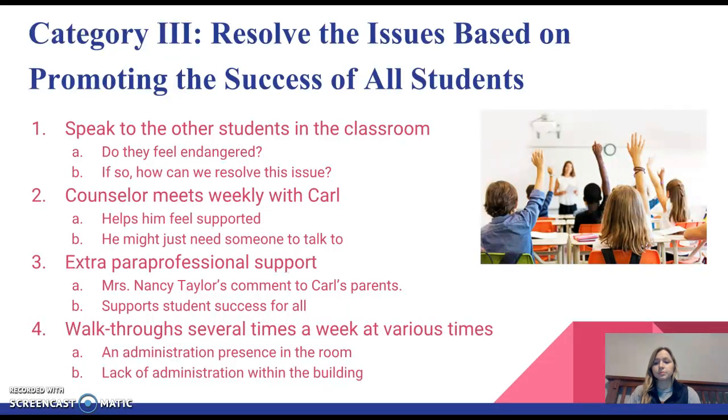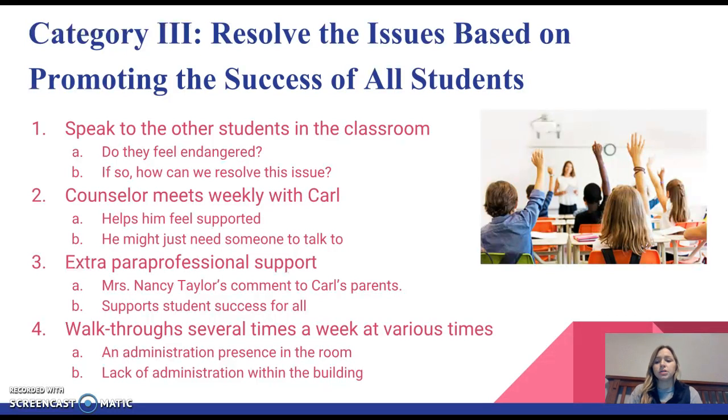Number 2, I would like the counselor to meet weekly with Carl at least. If he feels like he likes talking to the counselor and wants to talk to him or her more than once a week, that's something that can be accommodated for him. That would also take him out of the classroom a little bit to give Mrs. Taylor a break and the other students in class a break. But this would just help him feel more supported and would just give him somebody to talk to. Like I said, his parents don't seem to be around much, and maybe he just doesn't feel like he has very many friends at school, so maybe he doesn't feel like he has anybody to talk to.